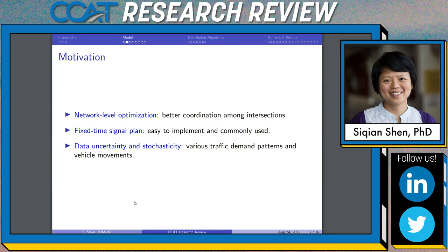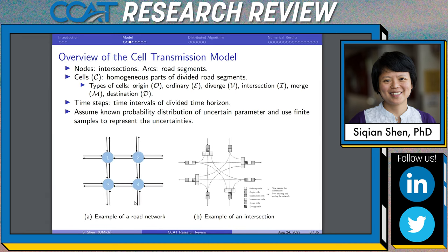And also the movements of the vehicles in specific ways, the traffic turning ratios. Those are the two parameters we would like to consider as random parameters in our model. So our model is going to be based on the well-known cell transmission model. The idea here is that you want to discretize the whole traffic network. In this model, if you think about a traffic network, the nodes are the intersections. The arcs are the road segments that are connecting these intersections.